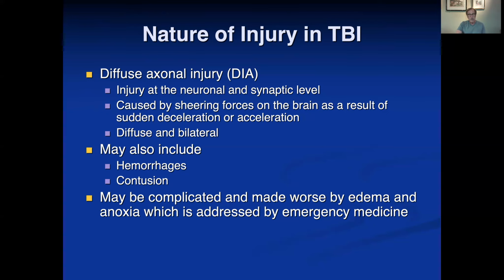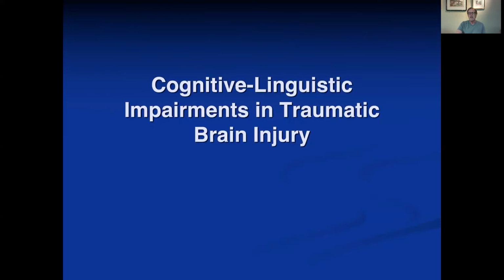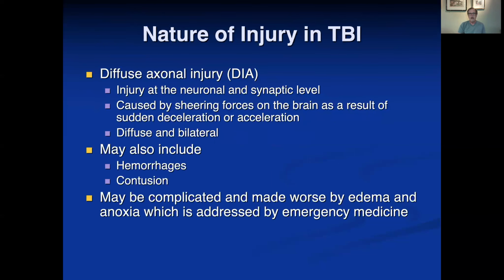Your brain is going to decelerate suddenly, and it's going to slap up against the front of the skull, and it's going to bounce around. It's going to bounce around, and that's going to cause damage literally at the neuronal and synaptic level. It can disconnect synapses. And it's diffuse and bilateral. It's not just at the point of impact. It's all over. Not necessarily evenly all over, but it's all over, and it's bilateral. And if you disconnect synapses, obviously there's going to be a problem with cognition.